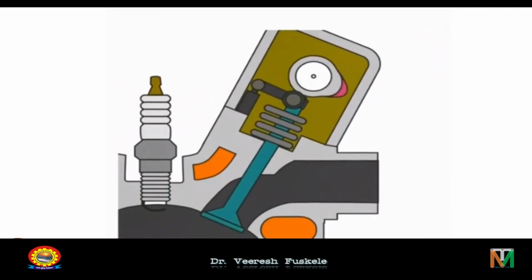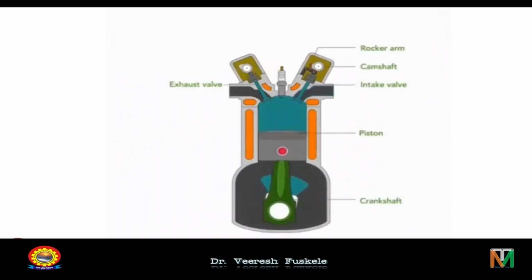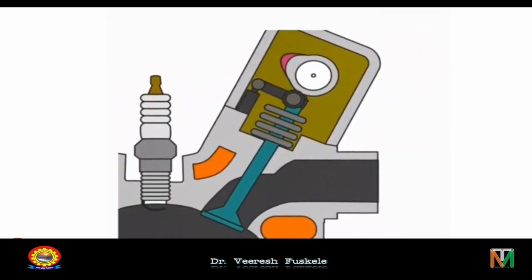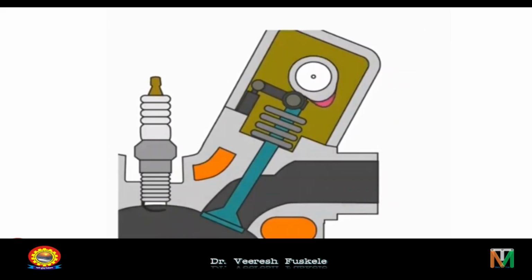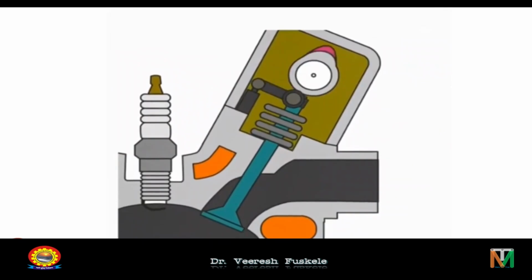As we know, in an IC engine, the valves have to be kept open, first move to open it, then kept open for some time, then move to close it, and then keep it closed for some time before opening it again. This is very well shown in this video.